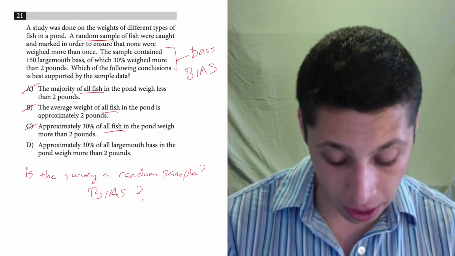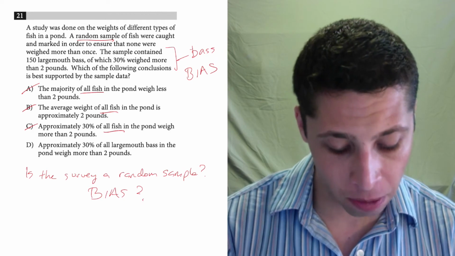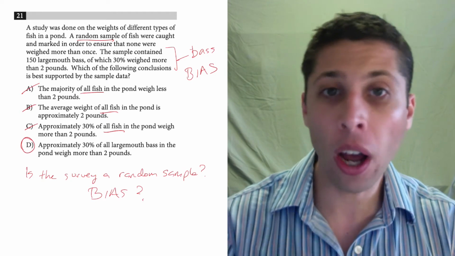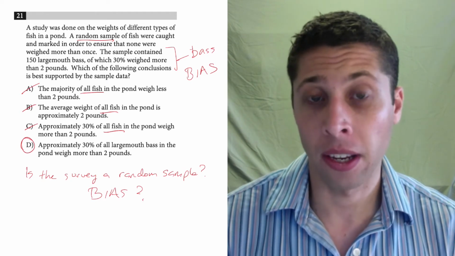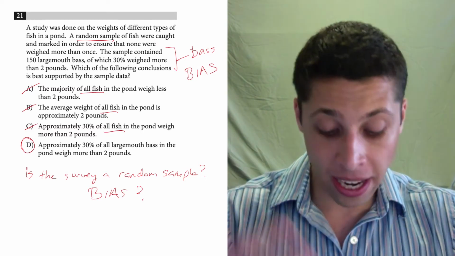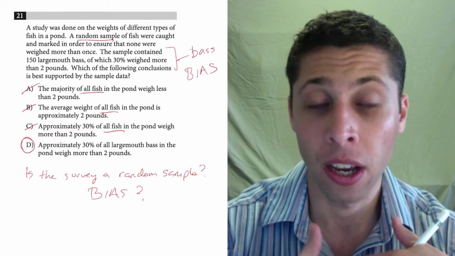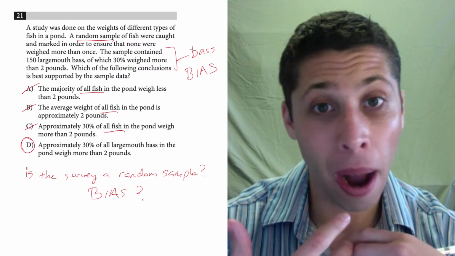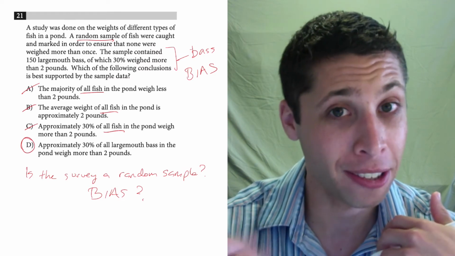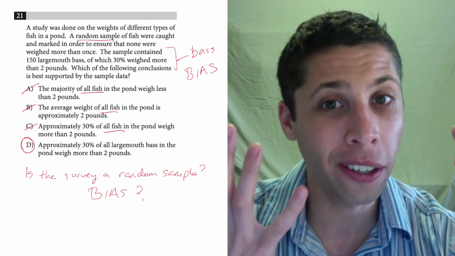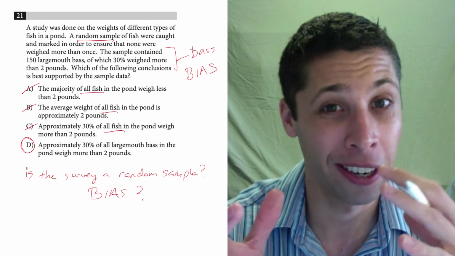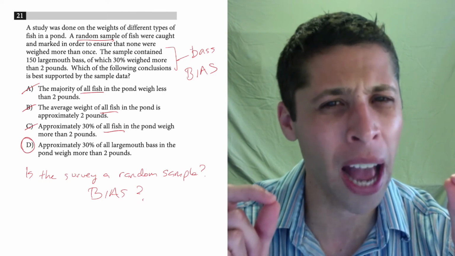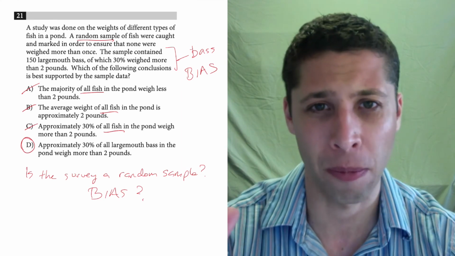We only know about the bass, so we need to only answer based on the bass. And sure enough, that's what choice D does. Approximately 30% of all largemouth bass in the pond weigh more than 2 pounds. Why can we make that conclusion? Well, we caught a lot of them. 150 is a good sample size. And because this data is all only about the largemouth bass, we can make a conclusion about largemouth bass in the pond. There are probably more than 150 largemouth bass in the pond, but we have enough information about these 150 that we could make a pretty sizable prediction. It's an accurate prediction about all of the largemouth bass.